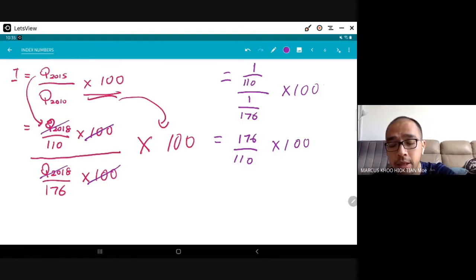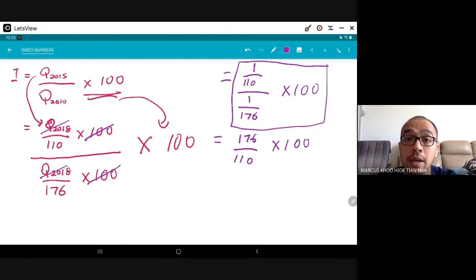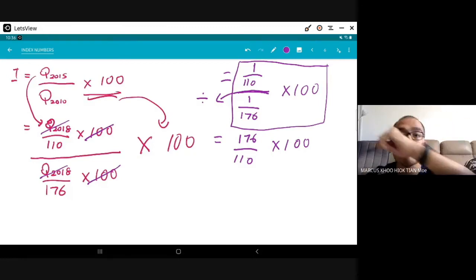Actually, even if you use your calculator to count this, it's also okay. But just be very careful. Use the divide sign. So 1 over 110 divided by 1 over 176 times 100. Don't use the fraction bar so many times. If you use the divide sign, you will get the same answer, which is 160.